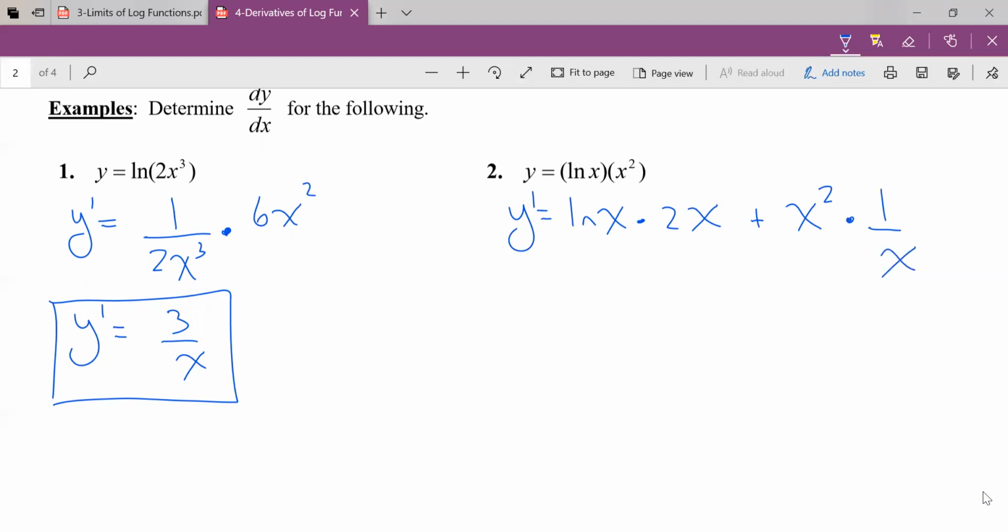And now we simplify this. So we get 2x natural log x, and if you want to put your argument in parentheses there, plus x squared divided by x, like that. And if you wanted to, you could factor out an x.